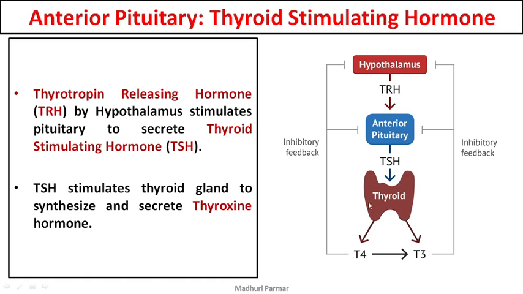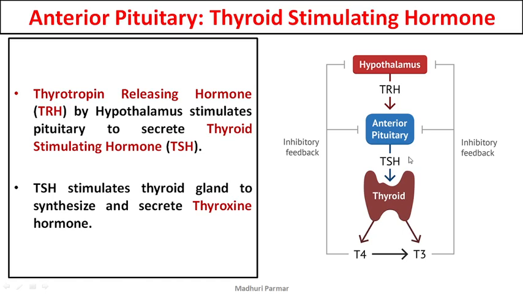What will thyroid gland do? It will increase in size, the cell number will also increase, and it will start synthesizing more and more thyroxine hormone. After it has synthesized thyroxine hormone, it will also secrete this thyroxine hormone. Clear? So thyroxine hormone, you can include it as T3, T4. We shall see this in detail when we discuss thyroid gland.